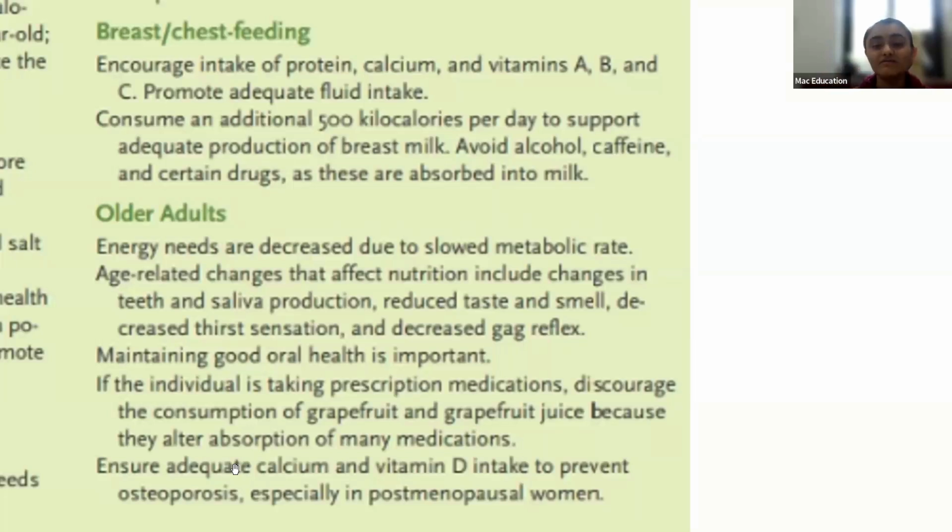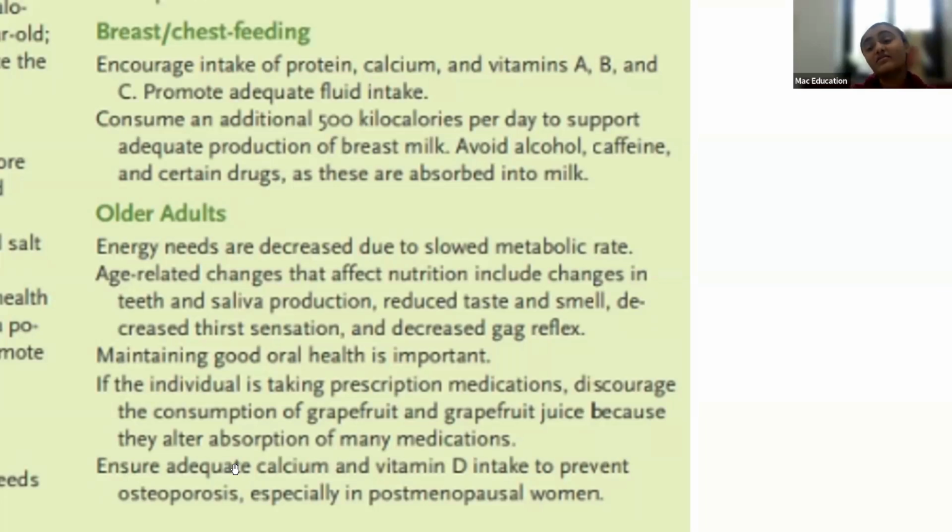Because of a good gag reflex. So in older adults, the gag reflex reduces, so there is an increased risk of aspiration. Yes. So these are the age-related changes. So their nutritional need also gets affected due to all these kinds of changes.